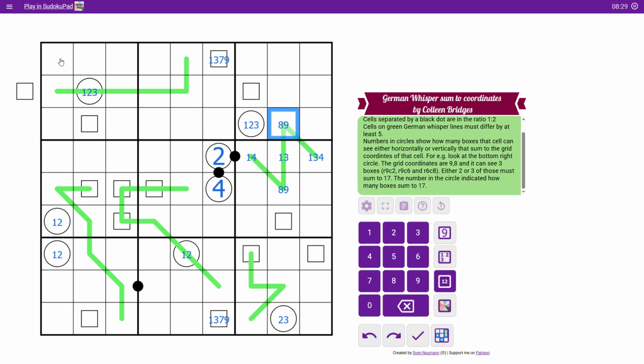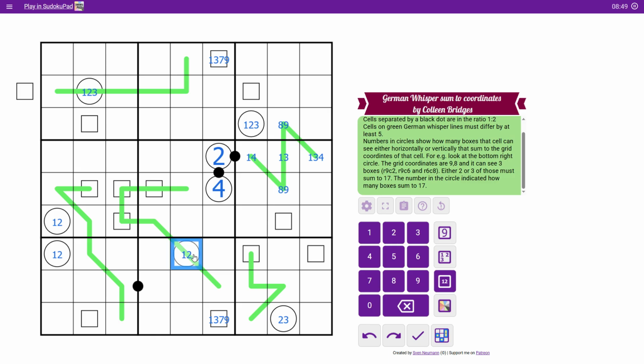Now let's have a look at these other numbered boxes. What about this one? Okay, always 1, 2, 3, 4, 5, 6, and 1, 7. So that one can see either one thing that's 7, so one of them is a 7, or two of them that add up to 7. So what can we do with that?